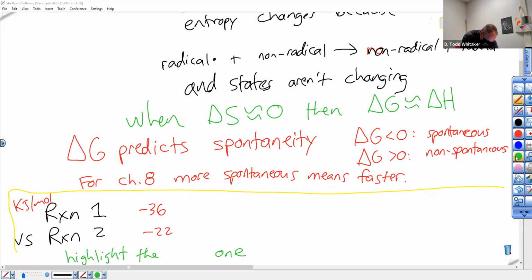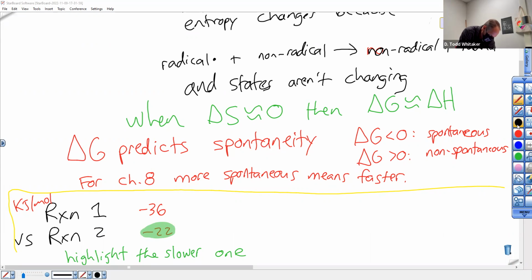Here's where it gets harder, because you're thinking in double negatives almost. I still have to think about the faster one. More negative, faster. I go there every time. So the negative 36 is faster, so therefore, which one's slower? Negative 22. Got it. And we're going to go highlighter and green. Okay, reaction 1, that's the first example.